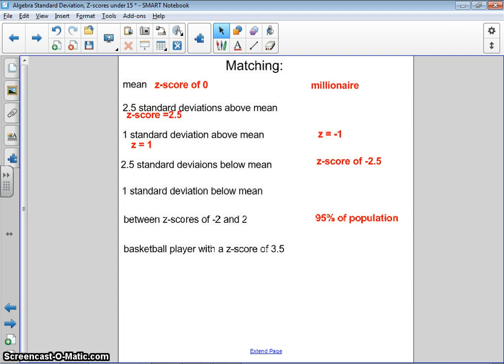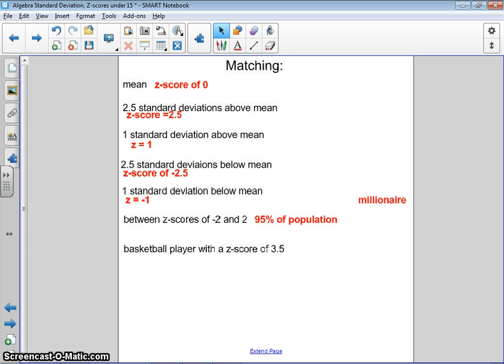Just wanted to show you what it looks like here. If you're 2.5 standard deviations below the mean, then it's going to have a z-score of -2.5. If you're 1 standard deviation below the mean, then you're going to have a z-score of -1. Between z-scores of -2 and 2, that's 95% of our population. That's what normally happens. And if you're a basketball player with a z-score of 3.5, then you're likely to be a millionaire because you're playing in the NBA. So that just gives you a basic understanding of what z-scores will tell us.